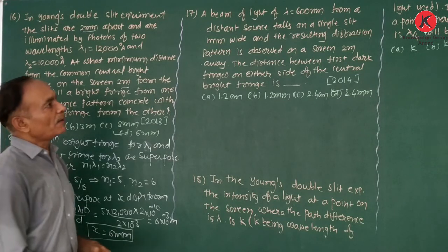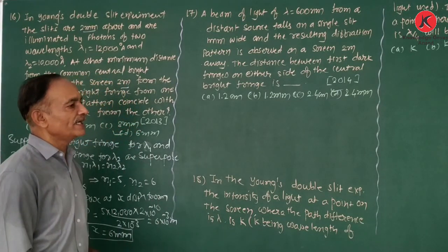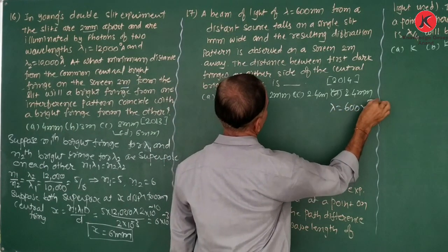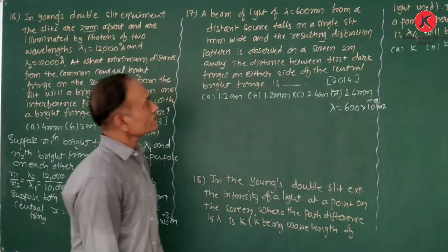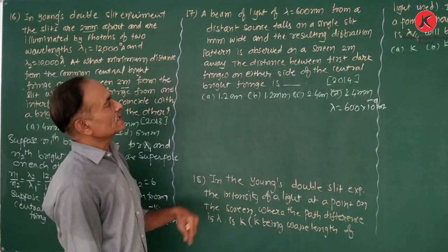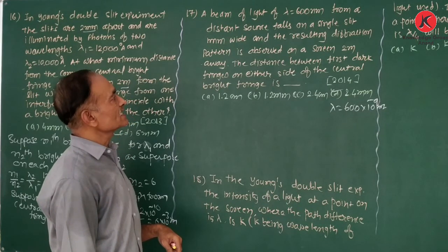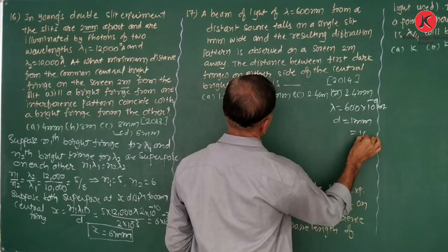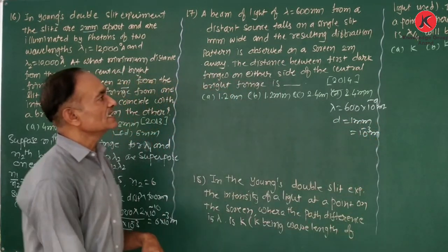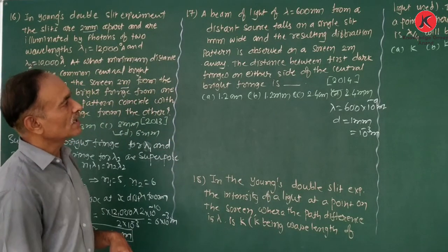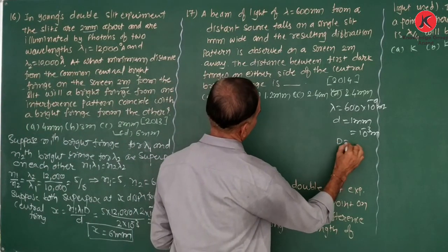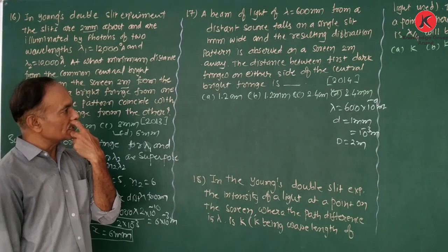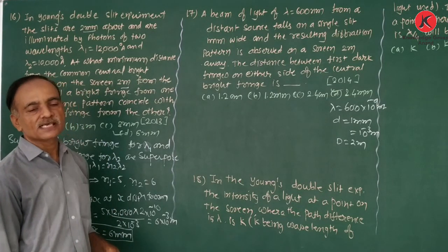Now next, a beam of light of wavelength lambda is equal to 600 nanometer, so lambda is equal to 600 into 10 to the power minus 9 meter, from a distant source falls on a single slit 1 millimeter wide. Small d is given as 1 millimeter, that means 10 to the power minus 3 meter. The resulting diffraction pattern is observed on a screen 2 meter away, capital D is equal to 2 meter. The distance between the first dark fringes on either side of the central bright fringe is?